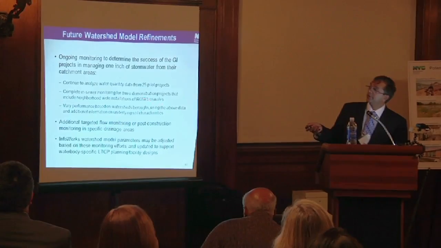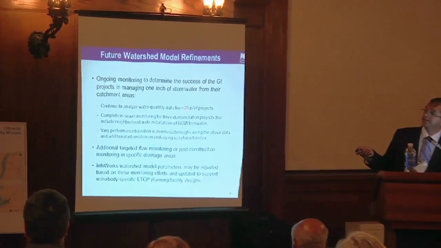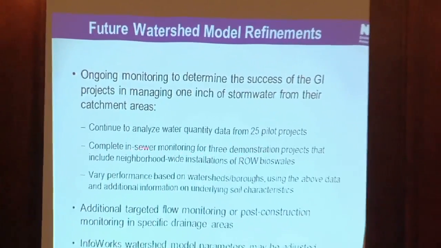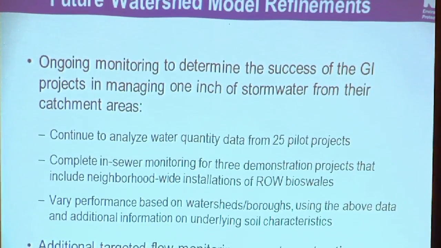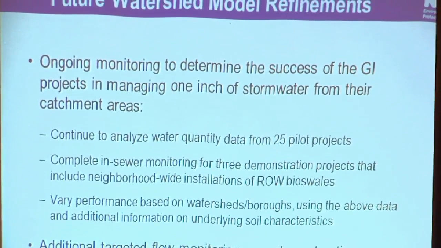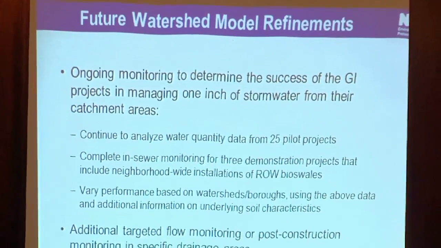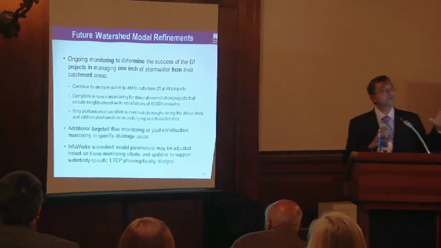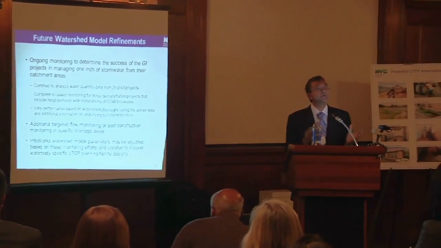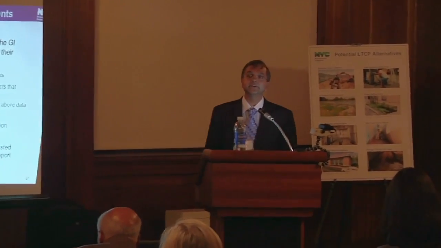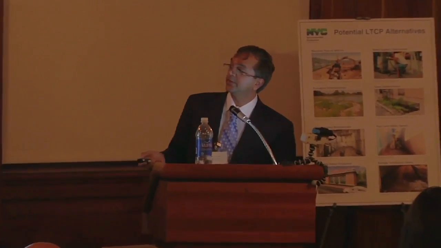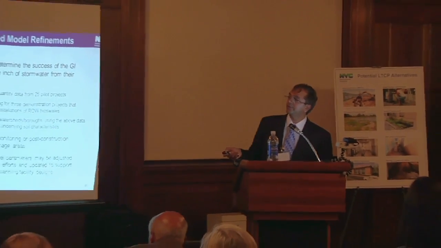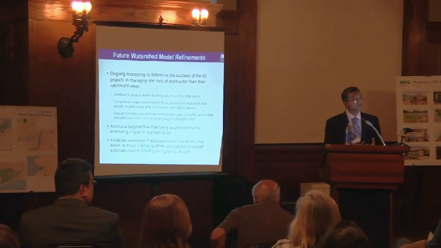So we are doing over 25 of these pilot projects, and we are also doing this neighborhood scale that I just mentioned in 3 areas involving a number of installations. It's not one right-of-way bioswale, but a number of them. Some also have porous pavers within that drainage area and so on. So we are able to see the performance of this collective set of green practices to achieve the 1 inch of stormwater management. So based on the lessons that are learned from here, we will be varying the performance.